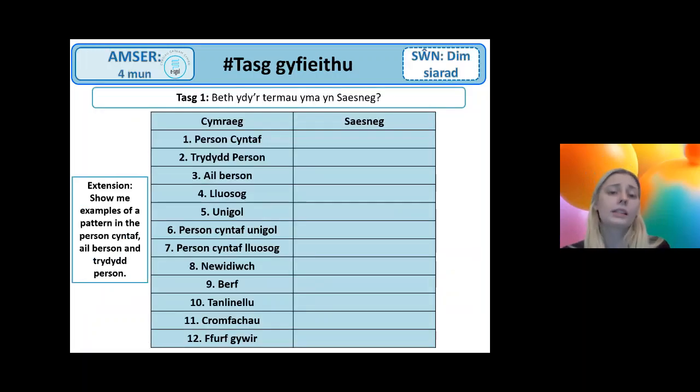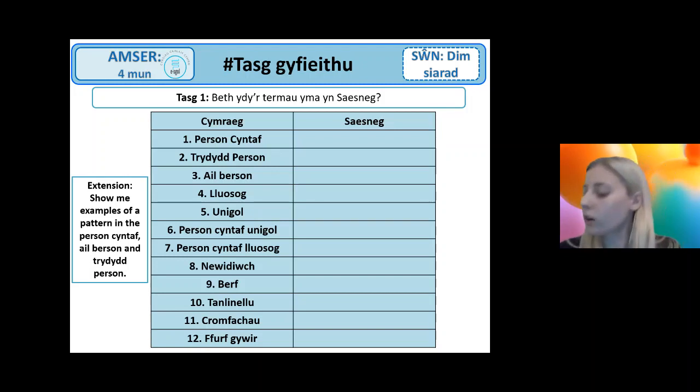Okay, so your first task today, I'm going to give you 3 minutes to cyfieithwch y patrymau i Saesneg, to translate these patterns into English. The reason why we're going through these today is because a lot of the questions are Welsh only. So if you don't know these key phrases, for example, person cyntaf, then you wouldn't be able to access the question. Remember, you can type in the chat if you need any help with anything, or if you have any questions.